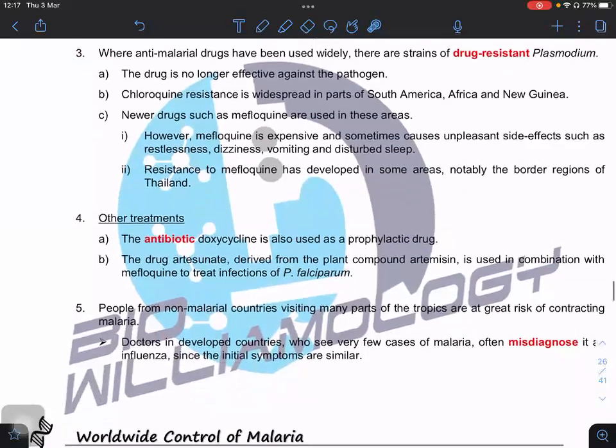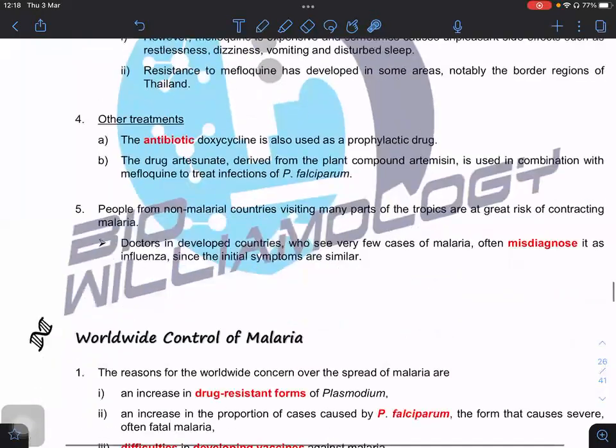Sometimes, even though we know that malaria is caused by Plasmodium, which is a eukaryotic cell, some treatment also involves antibiotics. People from non-malaria countries visiting many parts of the tropics may get misdiagnosed because the doctors don't usually see malaria. For example, in European countries, they are misdiagnosed because malaria cases are not usually seen there.